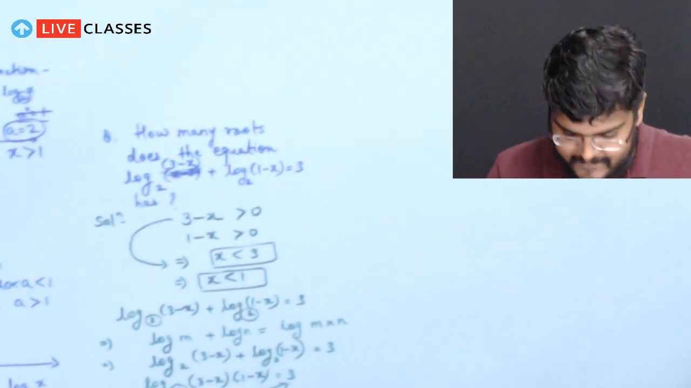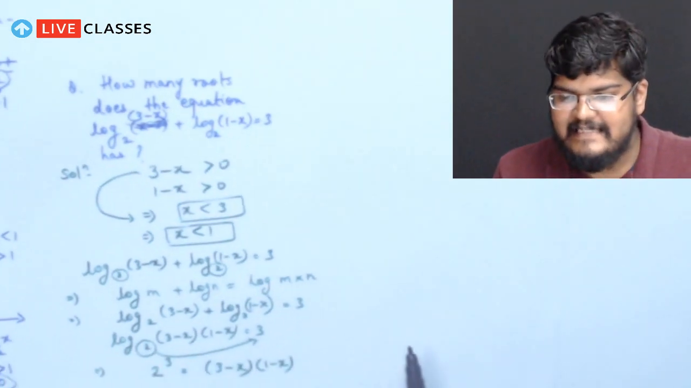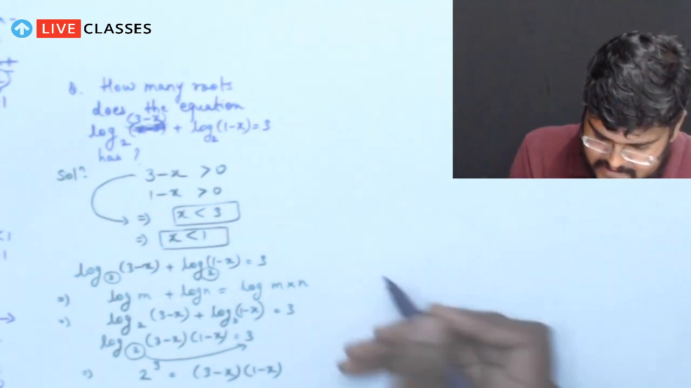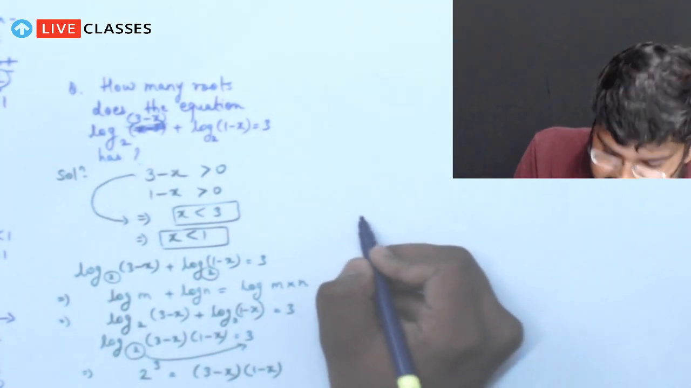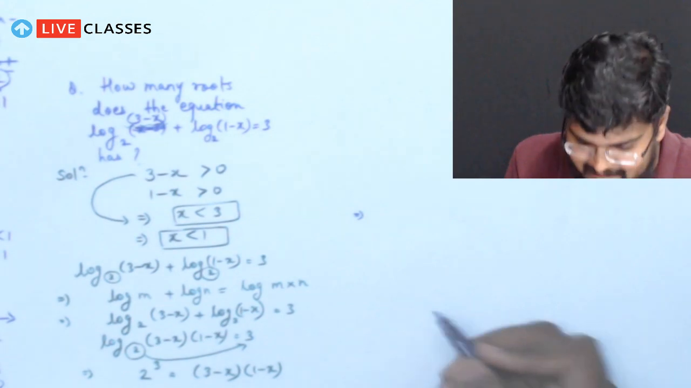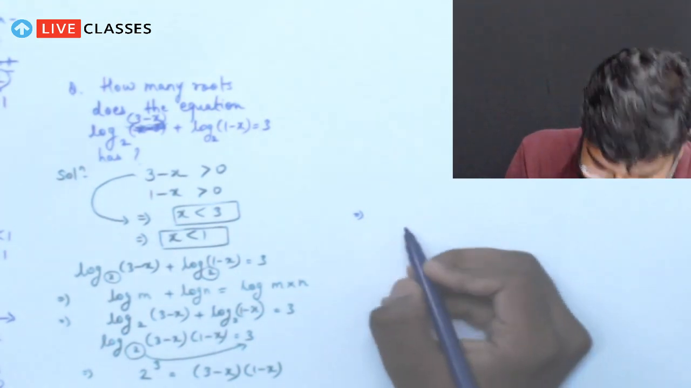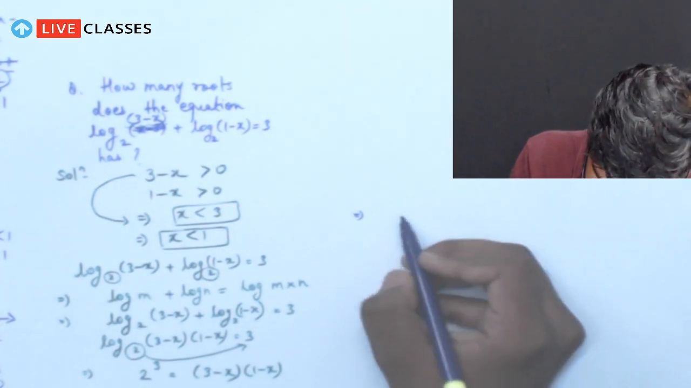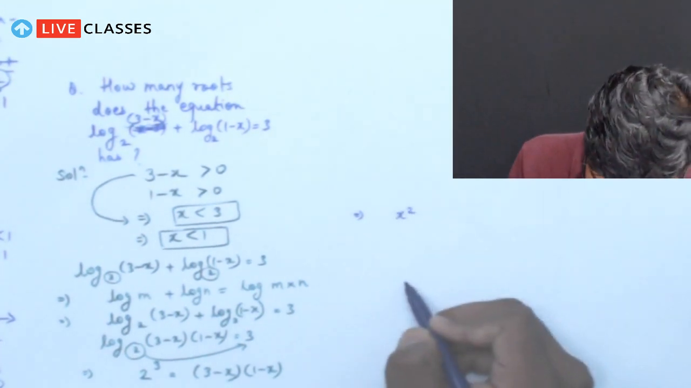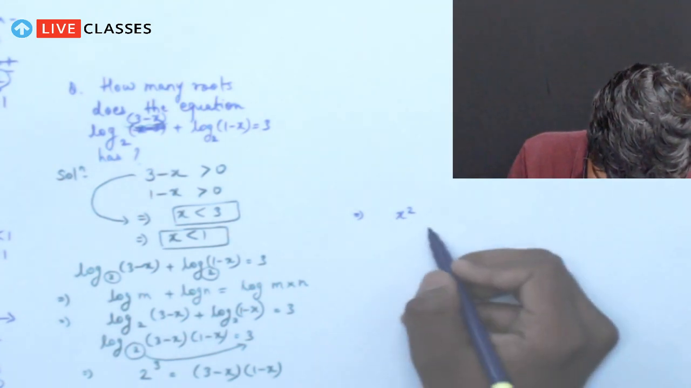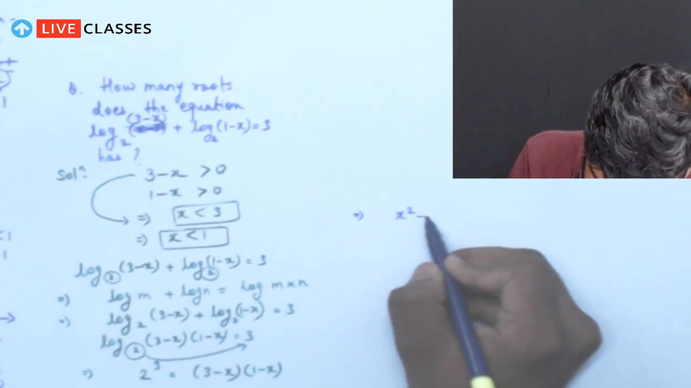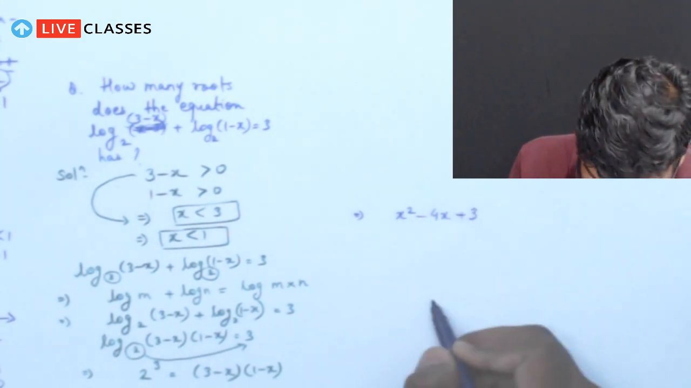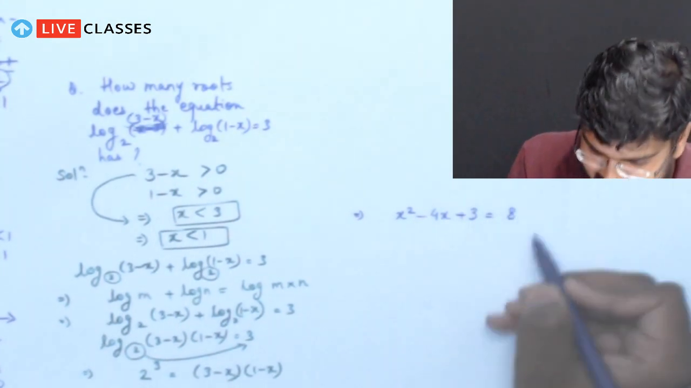So let's try and do that. I can clearly see that 2 raised to the power 3 is equal to 3 minus x times 1 minus x. So all I have to do now is simplify this equation to get the value of x. So for that I can say that 3 minus x times 1 minus x can actually be written as x square minus 3x minus x, that is minus 4x, plus 3 is equal to 8.